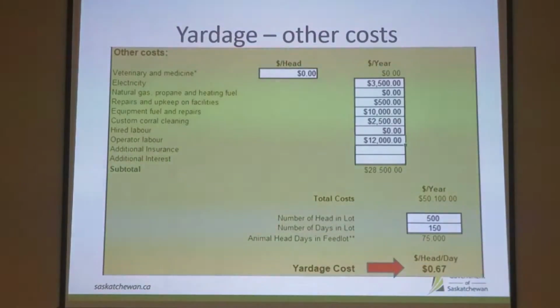Maybe you're feeding your cows out in the field, but your calves are in pens, so you're going to have some pen cleaning costs at about $2,500. And then of course, operator labor. We should be paying ourselves for being at home doing this, so we'll put that in here at $12,000. In this calculator, you can put in the number of head in the lot. In this example I've got 500, but maybe that's 250 cows and 250 calves you're backgrounding. With average feeding days of 150, our yardage cost in dollars per head per day is 67 cents. That's quite reasonable, I think, and that is a good number to strive for.